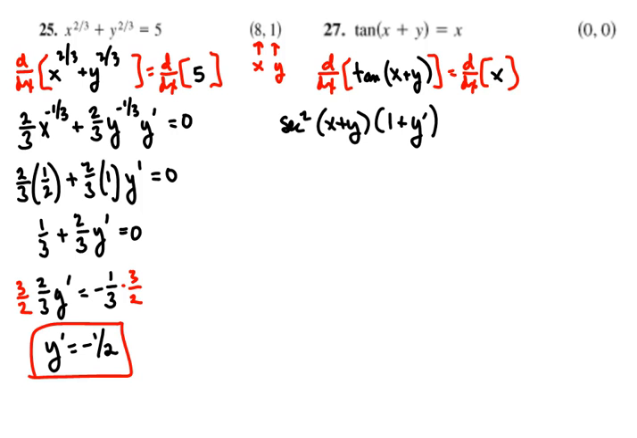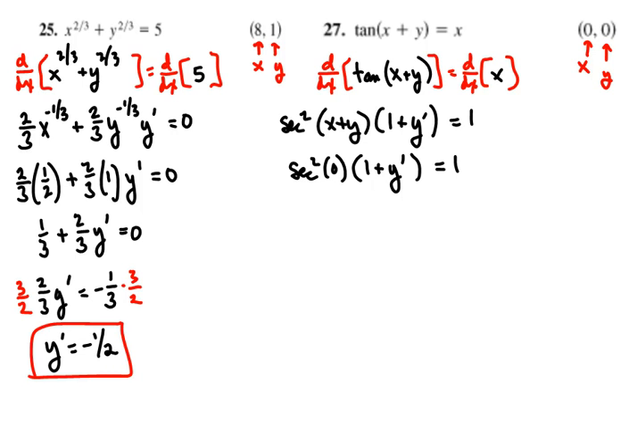And on the right side, the derivative with respect to x of x is just 1. The calculus part is done. Now we're going to start plugging in. x is 0, y is 0, and so x plus y is still 0. And I think that's all that we can plug in at this point.